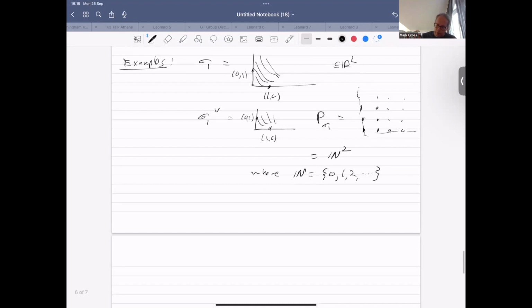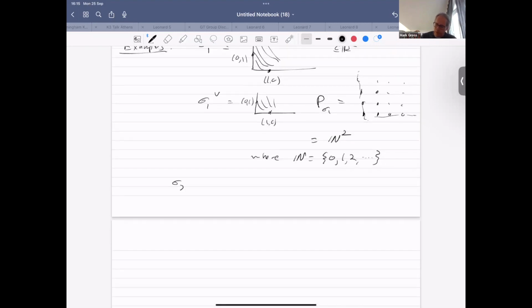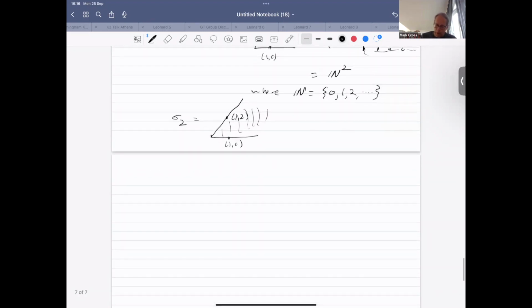Let's look at a second example. Let's take sigma 2 to be the cone generated, again in 2 dimensions, by (1, 0) and (1, 2). Looks something like that. The dual cone now is a little bit more complicated. The dual cone, you can work out, and if you haven't done this sort of thing, I definitely recommend it as a homework exercise, is generated by (2, -1) and (0, 1).